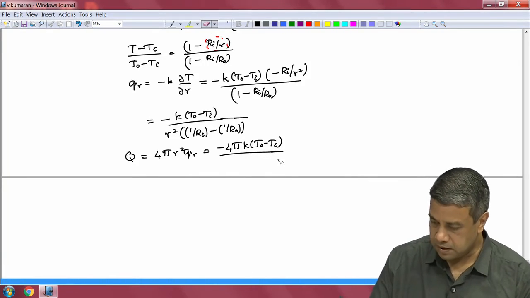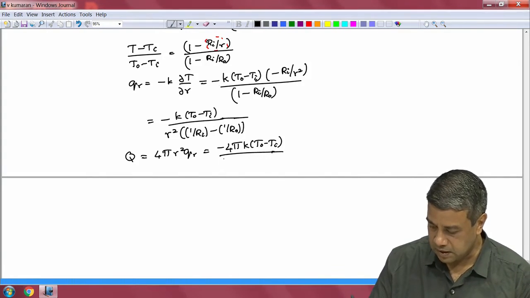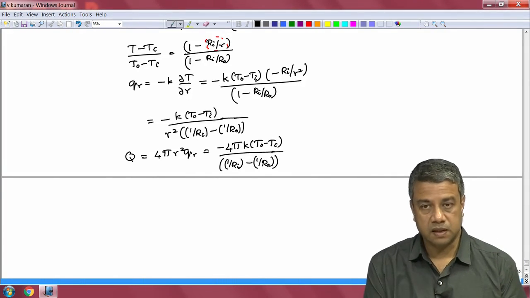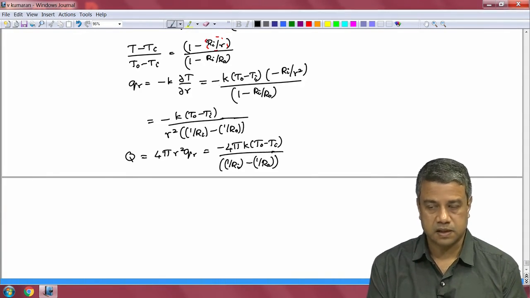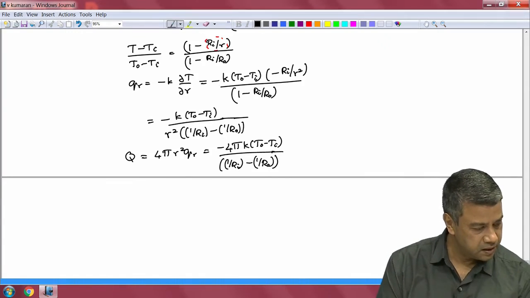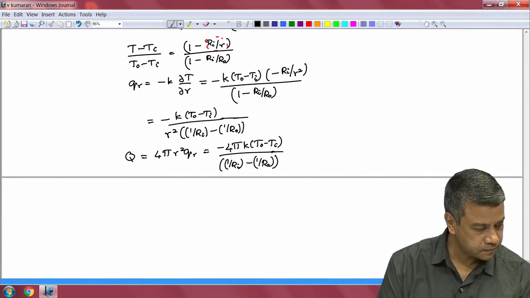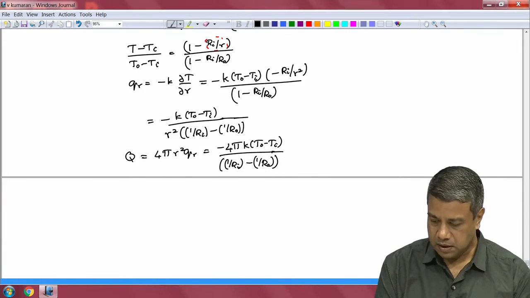Note that the denominator is positive, because Ri is less than Ro. Ri is the inner radius and Ro is the outer radius. Therefore, Ri is less than Ro, which means that Ri inverse is greater than Ro inverse. So, that is the total heat transfer rate, Q_r.